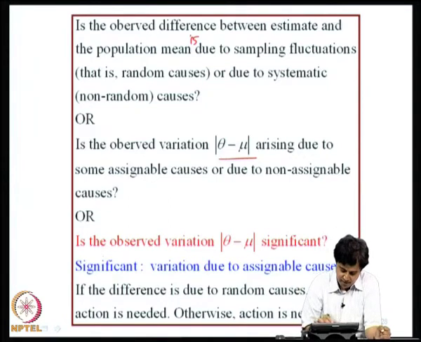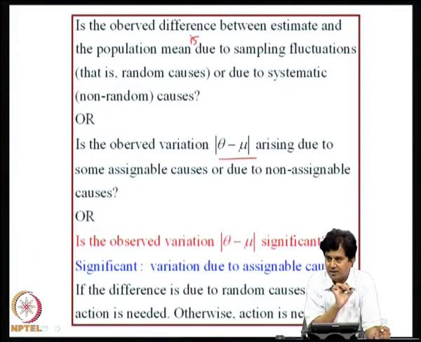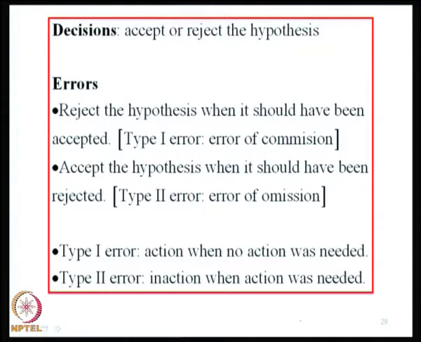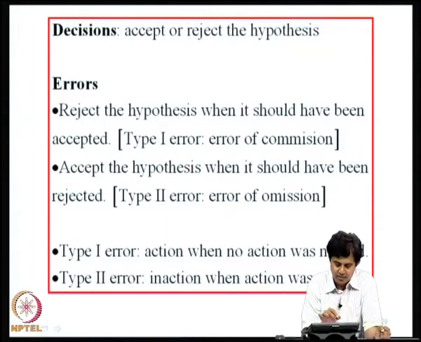So, is the observed variation significant? The word significant here means the variation is due to assignable causes. Something is indeed going wrong, there is something significantly wrong here, I have to correct. If the difference is due to random causes, no action is needed, otherwise action is necessary. The decision that we need to make is to accept or reject the null hypothesis.